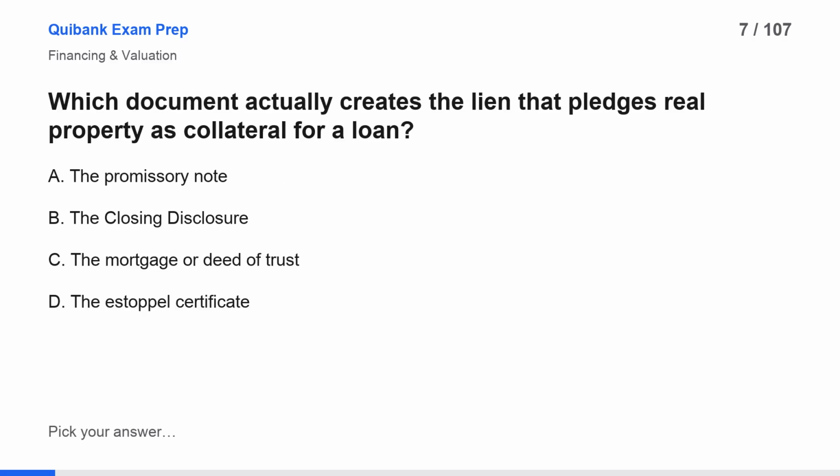Question 7. Which document actually creates the lien that pledges real property as collateral for a loan? A. The promissory note. B. The closing disclosure. C. The mortgage or deed of trust. D. The estoppel certificate.